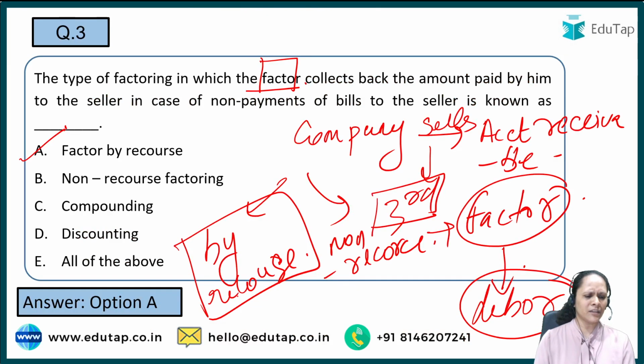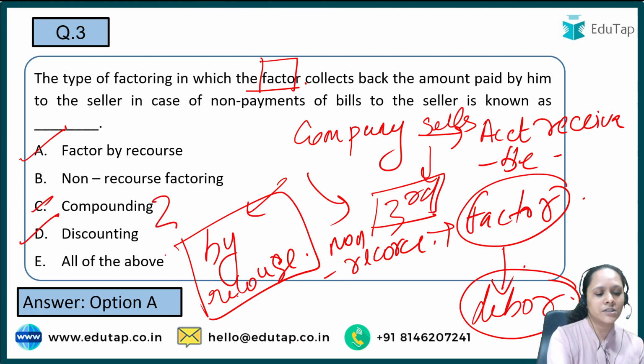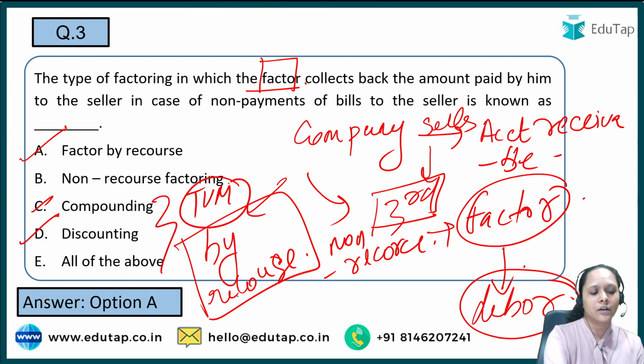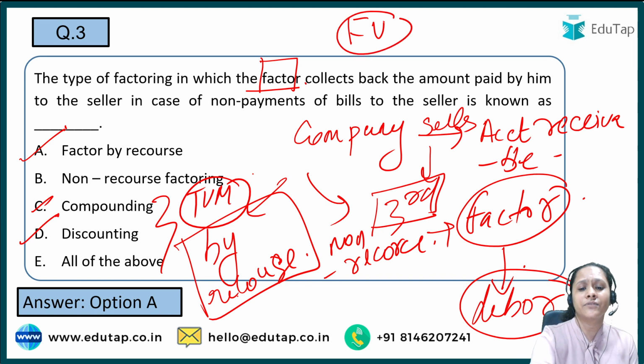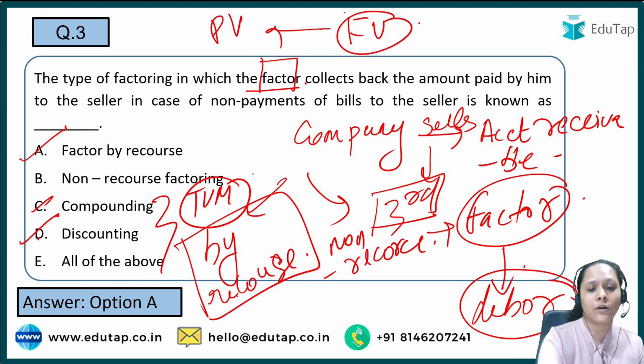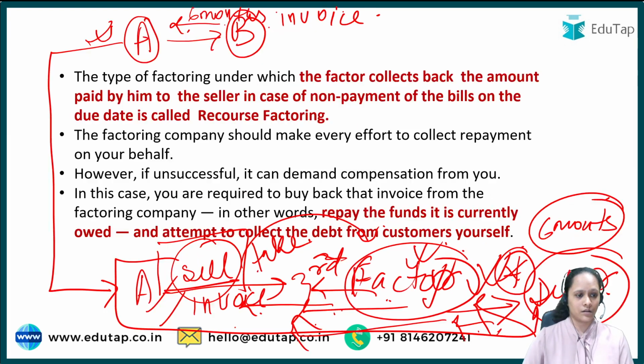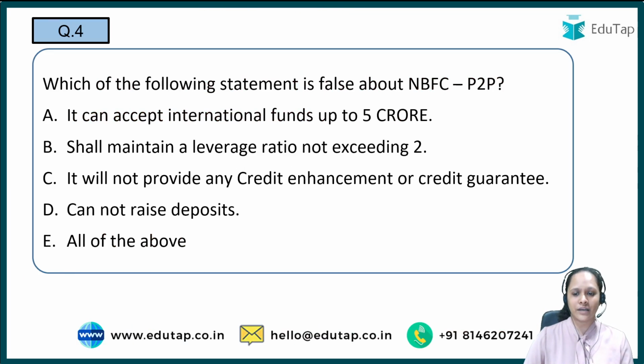Theek hai. Now what is compounding and discounting? Compounding and discounting is used in time value of money. Compounding is nothing but the process of finding the future values of series of cash flows, and discounting is finding the present value of these cash flows. Theek hai? Now let's move to the fourth question.